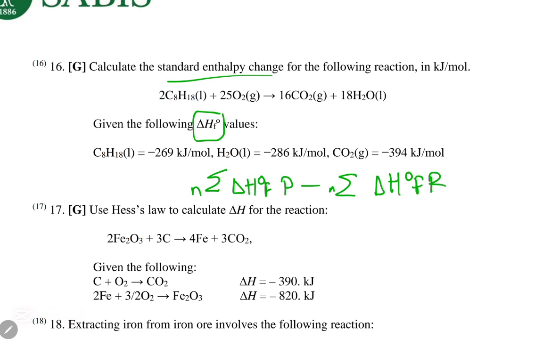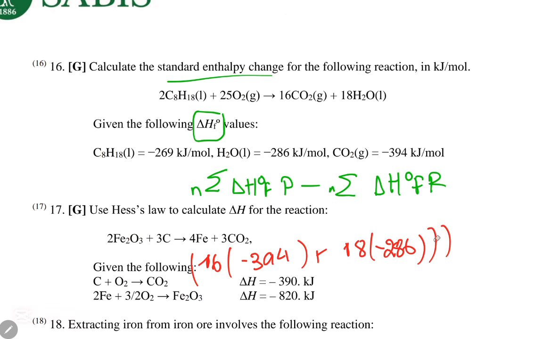So, for the products, 16 times minus 394 plus, don't forget your brackets, they're really important, plus 18 times minus 286, right? Then I'm going to close my brackets, minus what? Minus the delta H of formation of the reactants. You don't have any formation for elements, so you remove the O2. So minus 2 times the delta H of formation of C8H18, so minus 269.